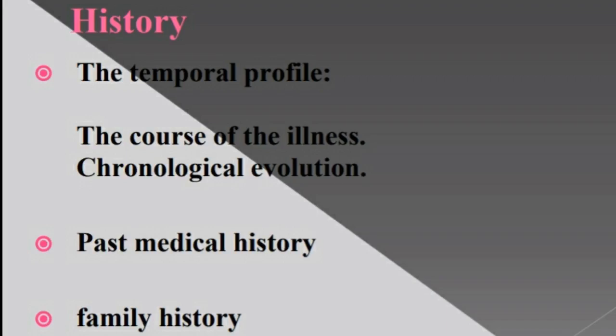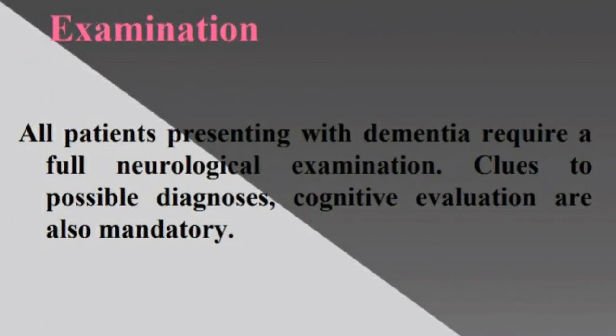In all patients, the state of health or cause and age of death of first degree relatives should be recorded, and specific inquiries made about any family history of neurological or psychiatric disease. Examination. All patients presenting with dementia require a full neurological examination for clues to possible diagnosis. Cognitive evaluation is also mandatory and should include assessment of orientation, concentration, attention, reasoning, memory, and speech.